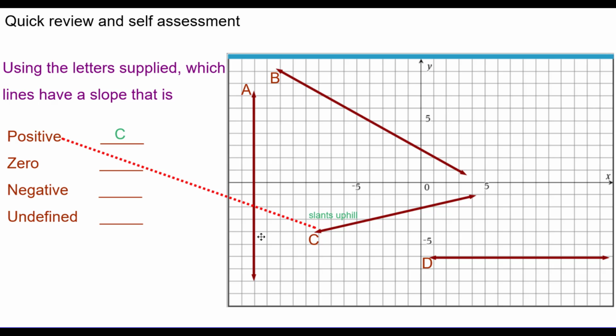So line C slants uphill from left to right, so it has a positive slope. Line D is horizontal, so its slope is 0. Line B slants downhill from left to right, so its slope is negative. And line A is a vertical line, and it has no slope, or the slope is undefined.